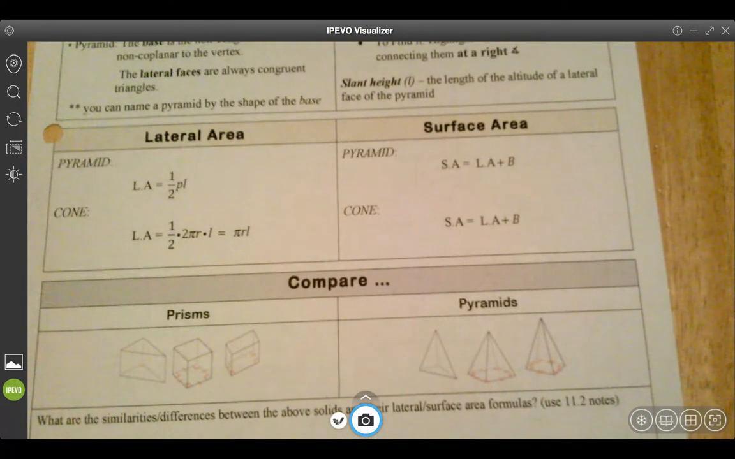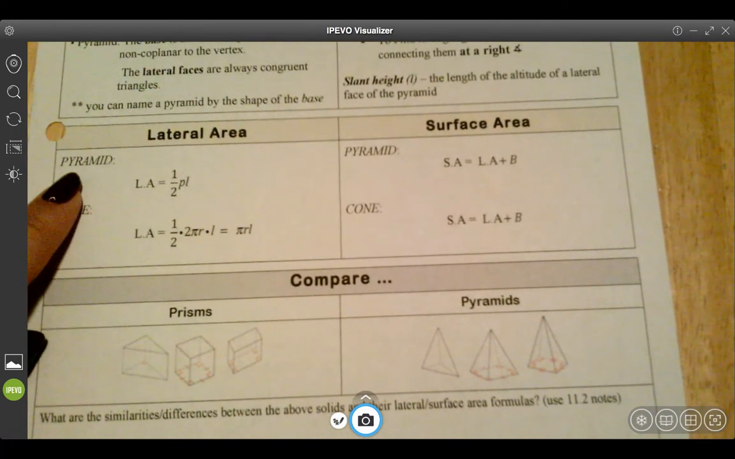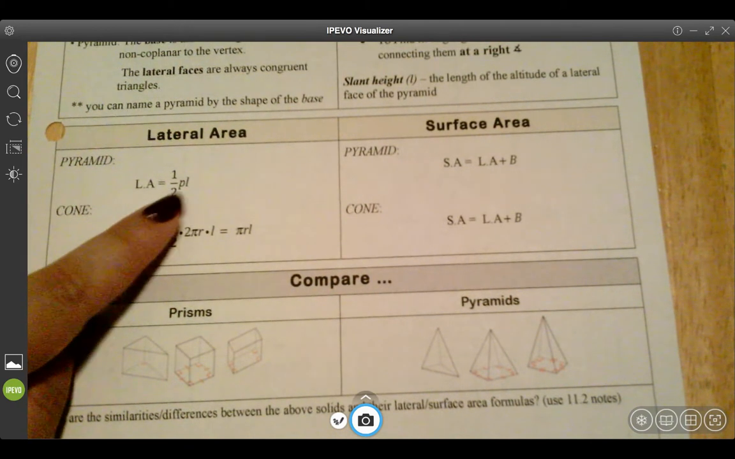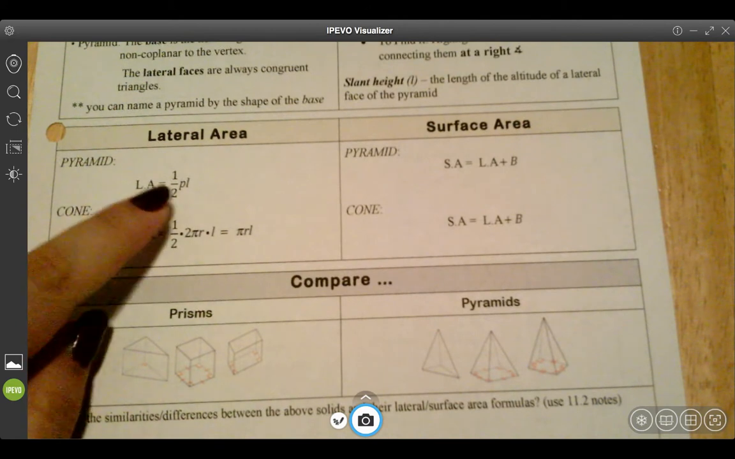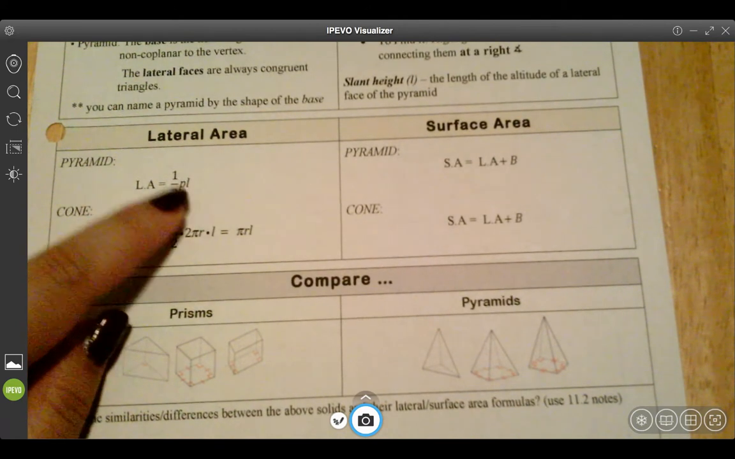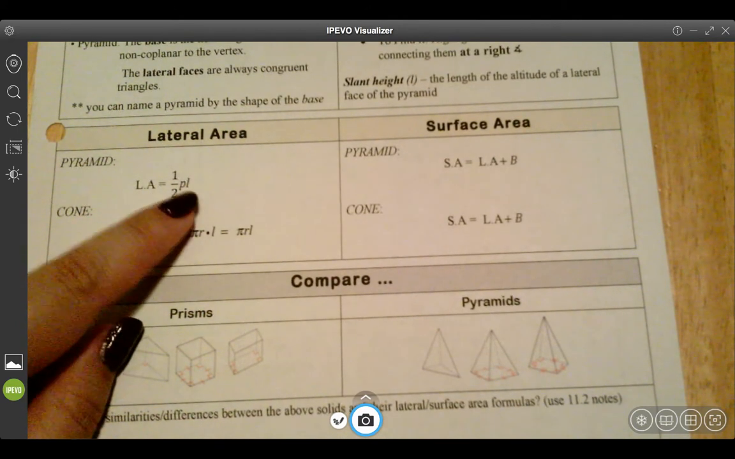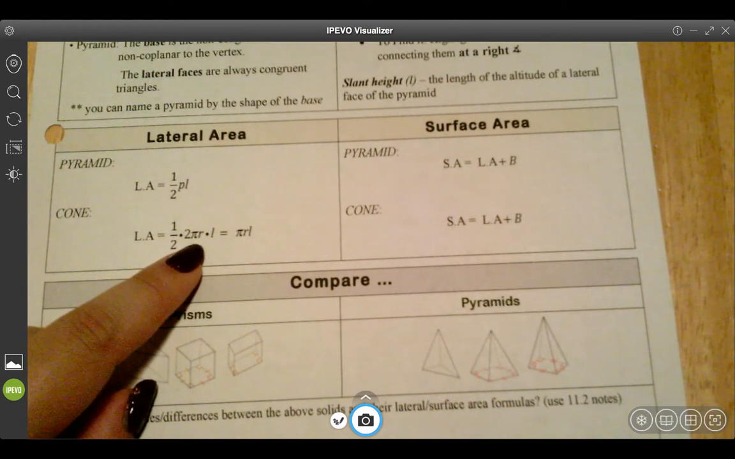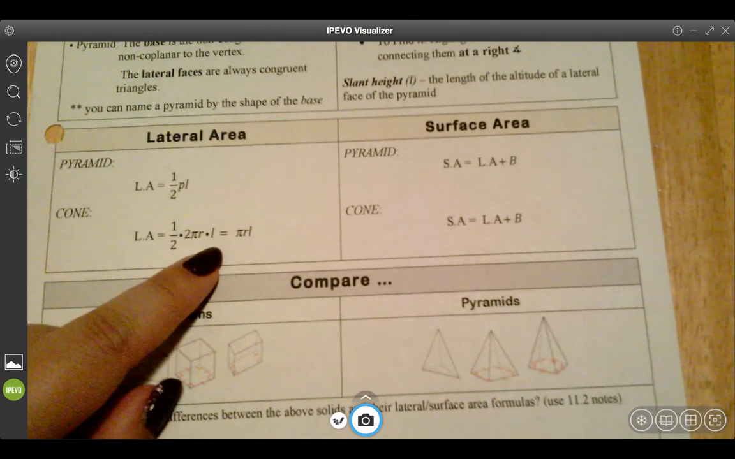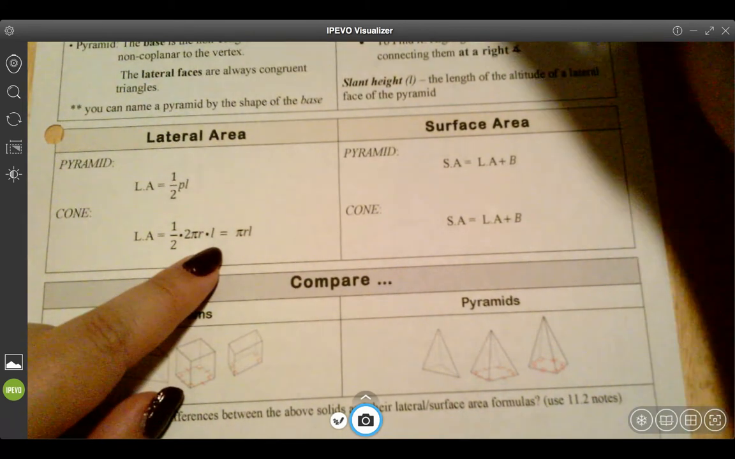Okay, so let's look at some formulas. For the lateral area for a pyramid, we have 1/2 pL. Now think about the sides are now made out of triangles instead of rectangles. That's where the 1/2 comes from. P, still for perimeter. L is the slant height. So it's the height of the triangle. Okay, for a cone, 1/2 times 2 pi r, which is the perimeter, times L, which is again the slant height.